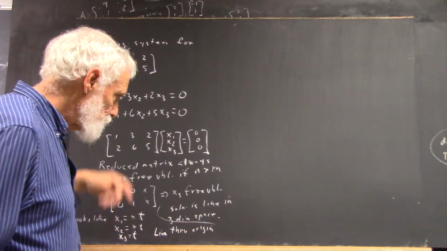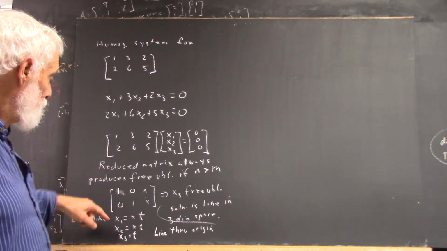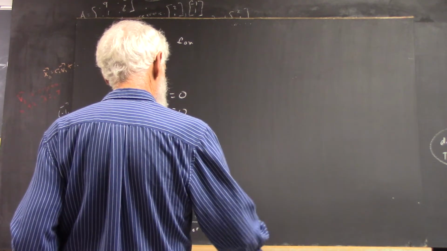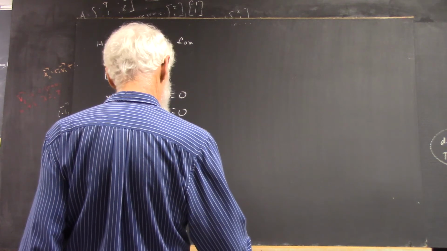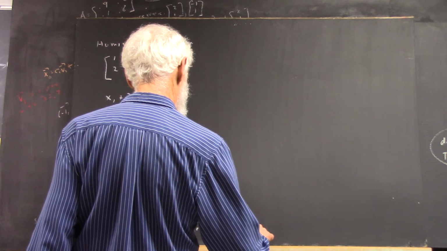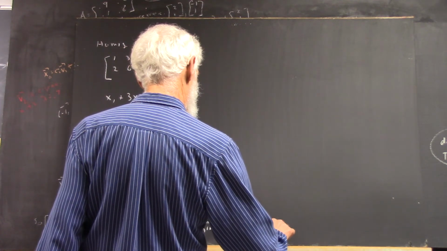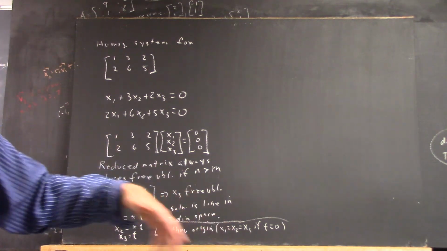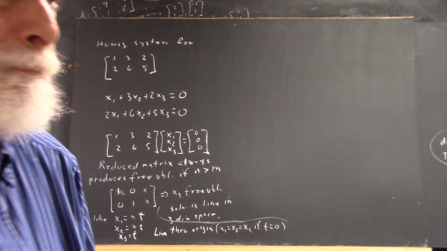So the line contains 0, 0, 0. So I'll just make the statement that x1 equals x2 equals x3 equals 0 if t equals 0. Make sense?